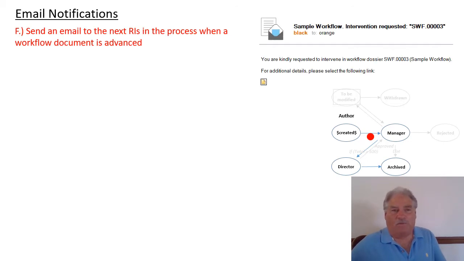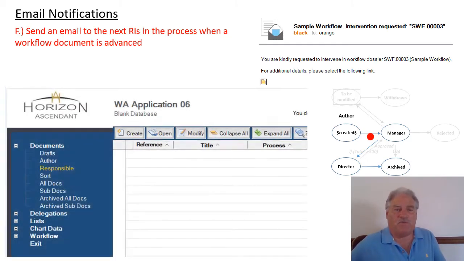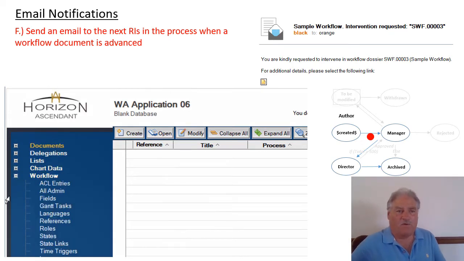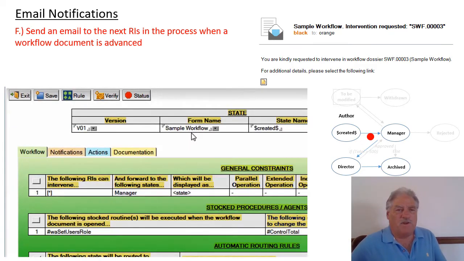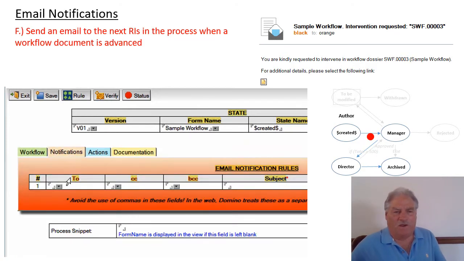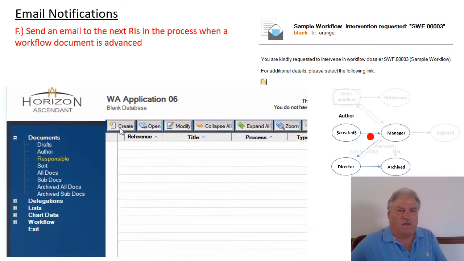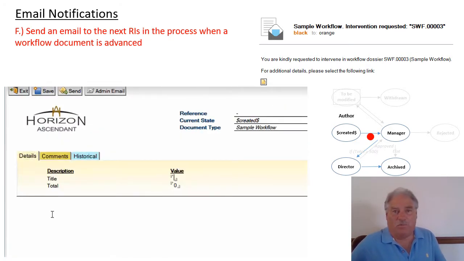We do want to send an email to the next users in the process when a workflow document is advanced. You can see an example in the upper right-hand corner. Now, 90% of these emails are identical. We want to say, hey, we're waiting for you to intervene. So we want to make these as simple as possible.